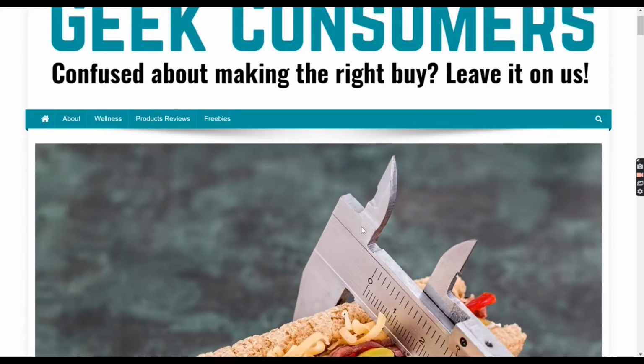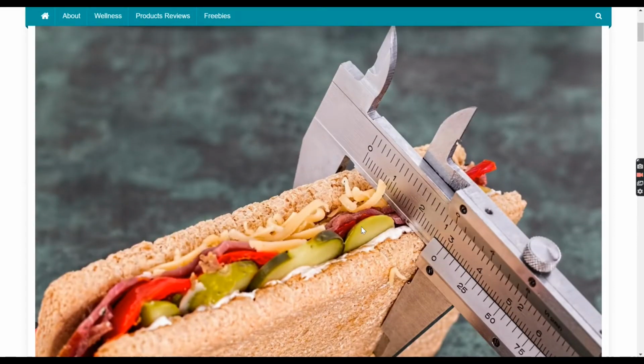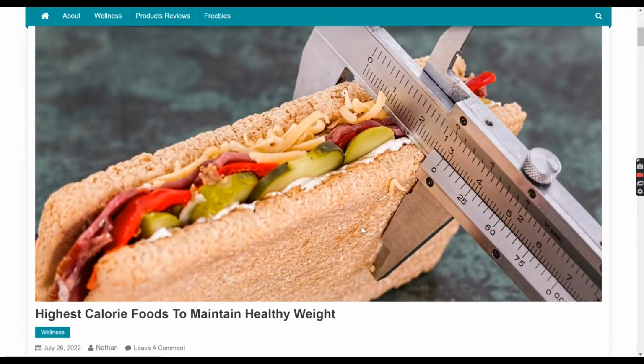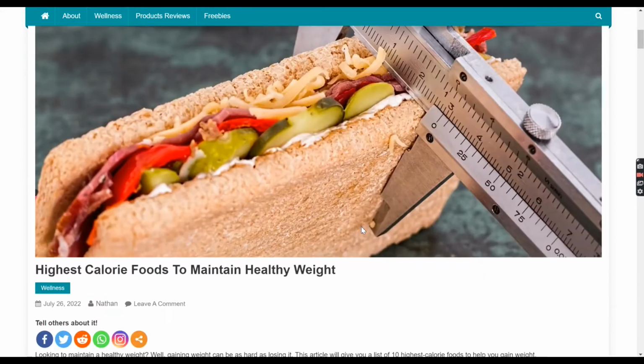Are you trying to maintain a healthy weight? Well, gaining weight can be as hard as losing it. So, in this video, we will give you a list of 10 highest-calorie foods to help you gain weight.